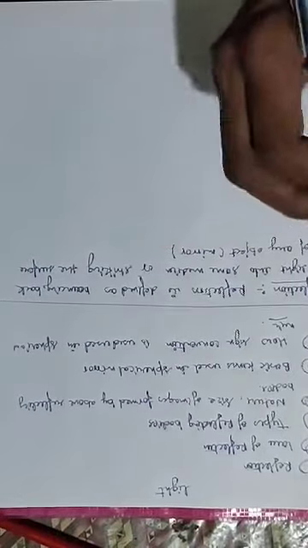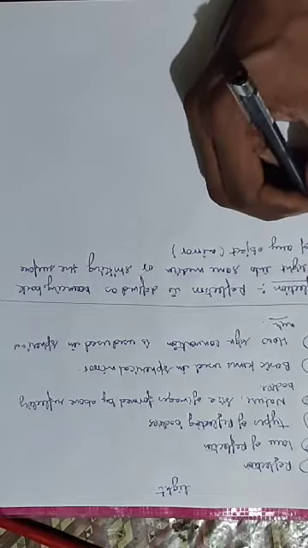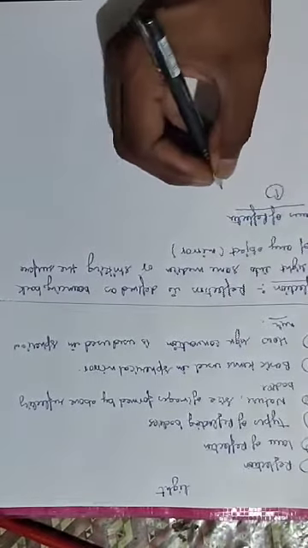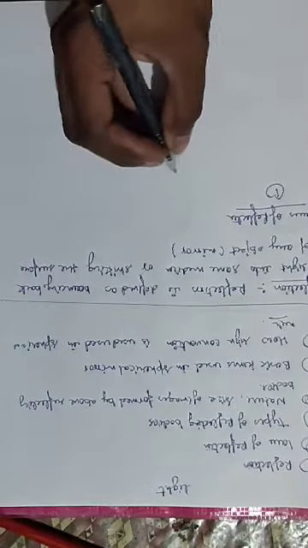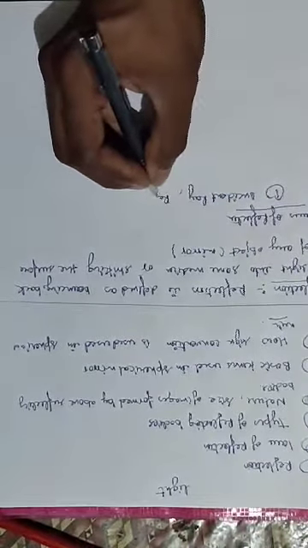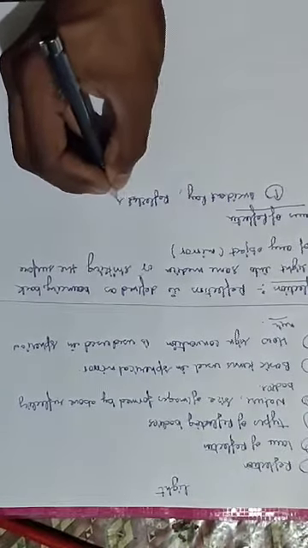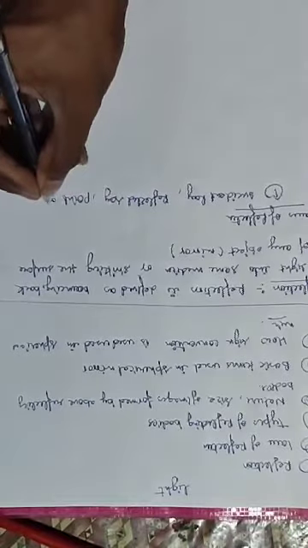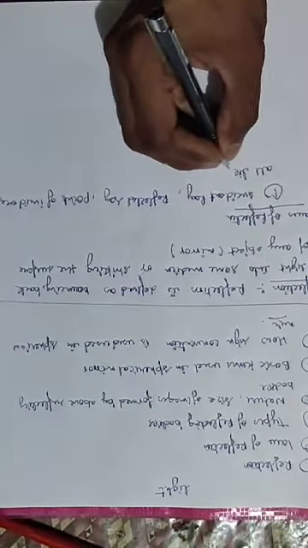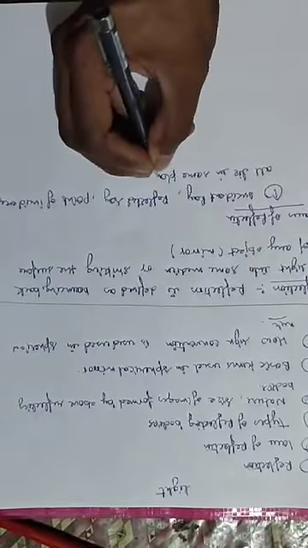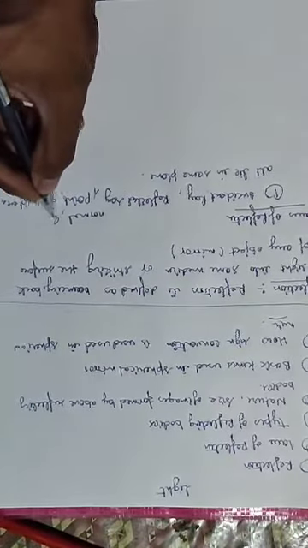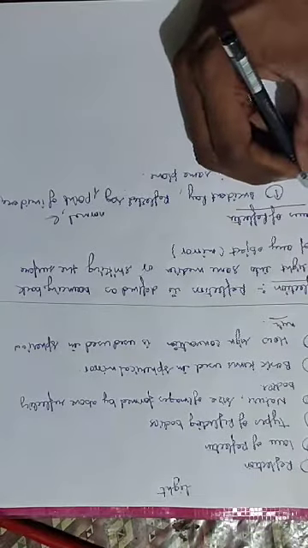That object is a mirror. And now the laws of reflection. The first law: the incident ray, reflected ray, point of incidence, and we can say the normal also, all lie in the same plane. This is the first law of reflection.